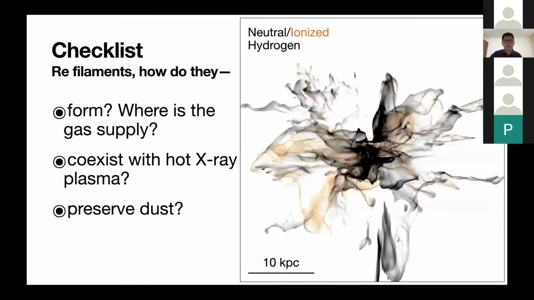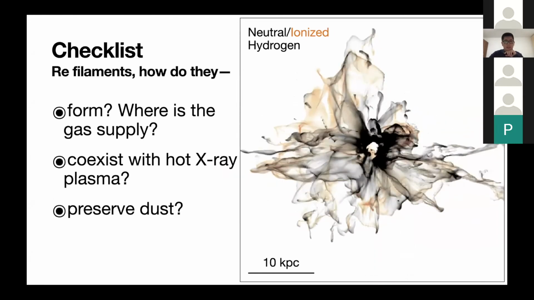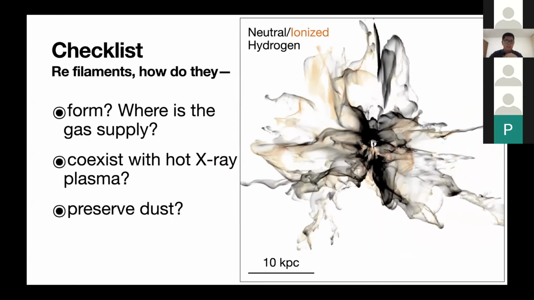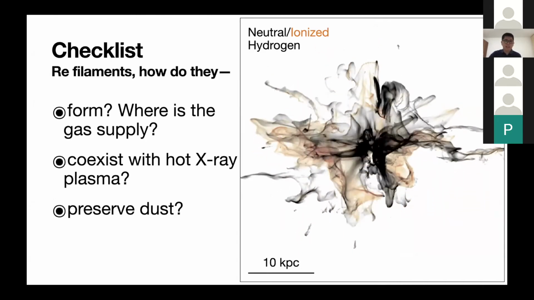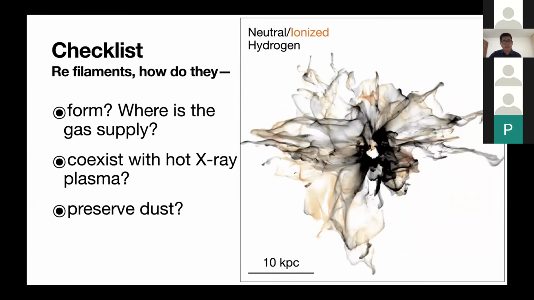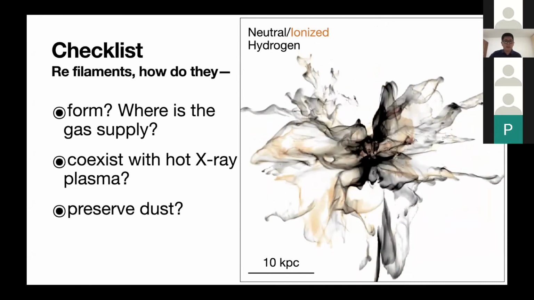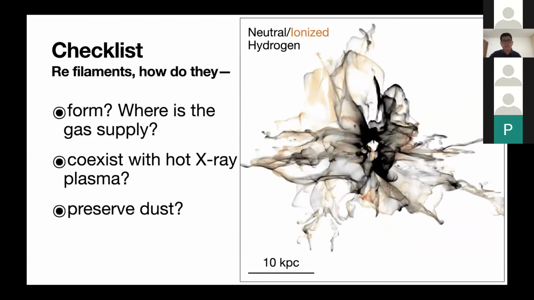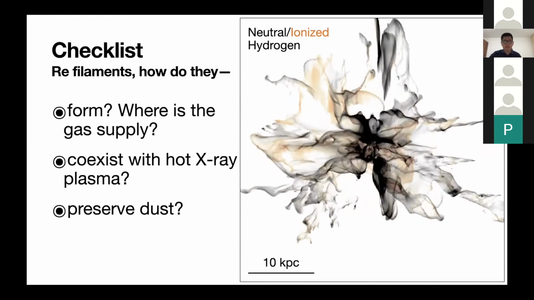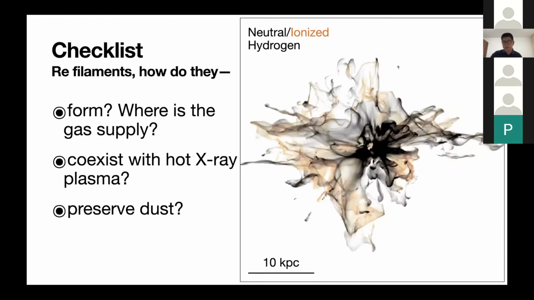For this paper, which is the focus of tonight's talk, we wanted to answer the question about the formation of these filaments. Particularly, we want to ask 3 questions. First, where is the gas supply? Where is the gas coming from? The second is, how do these cold filaments coexist with the hot X-ray plasma? And the third one is, because we see dust in these filaments, how can we preserve the dust content inside the filaments?